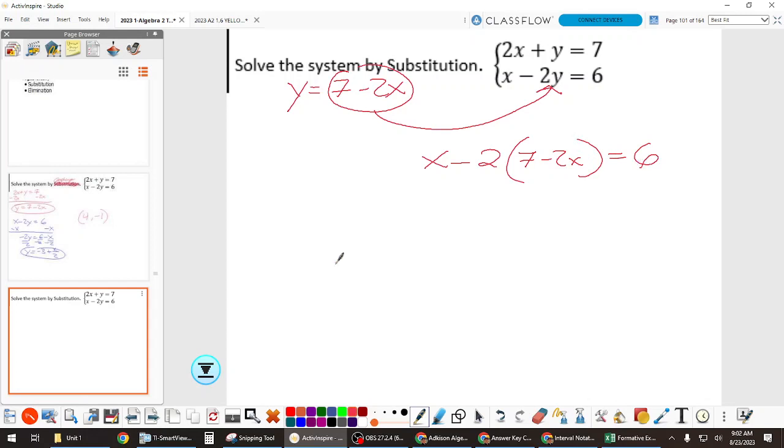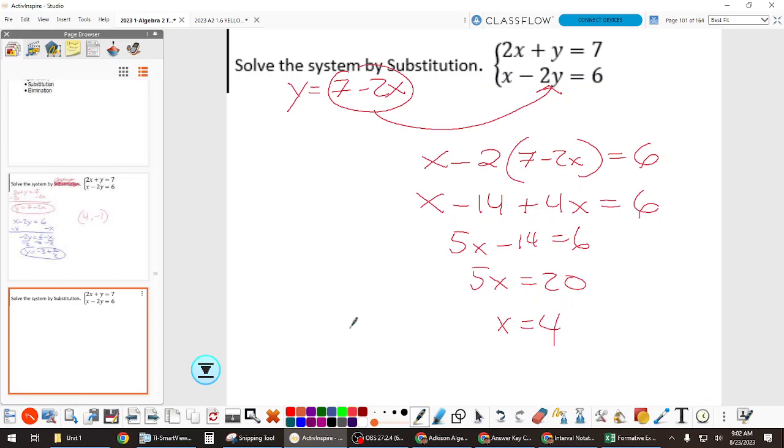And why did we do that? Like, looking at that last thing I wrote, what did we accomplish? Yeah, awesome. Say it loud, yeah, Pedro. Yeah, you cannot solve one equation with two variables. Now we have one equation with one variable. So we are ready to solve. x minus 14 plus 4x equals 6, etc. 5x minus 14 equals 6. Add your 14, divide by your 5. Okay? If you need me to write those steps out, let me know.